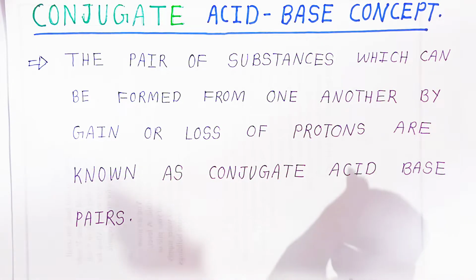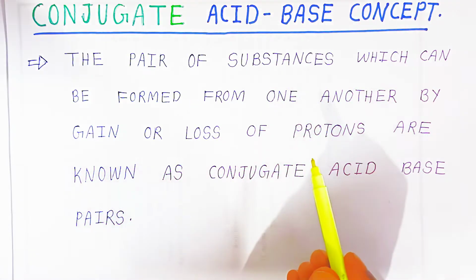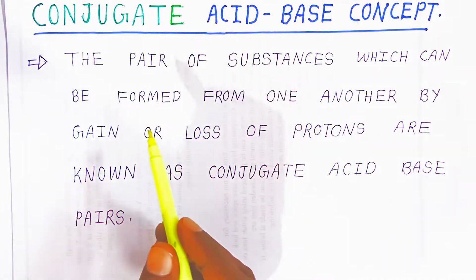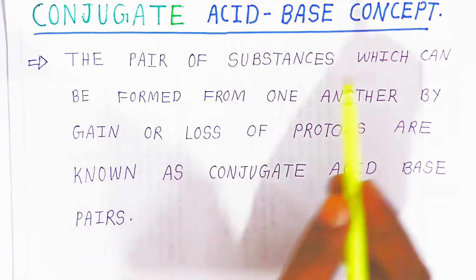Now students, today we are going to see the conjugate acid base concept. In the last video we have seen Arrhenius theory and Lowry and Bronsted theory. Now here students we are going to see the conjugate acid base concept. In examinations students they are asking what is the conjugate acid base concept.